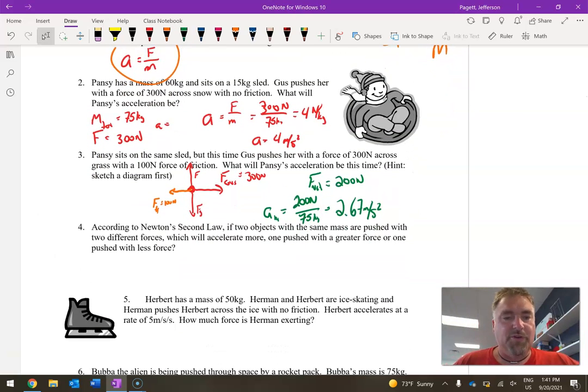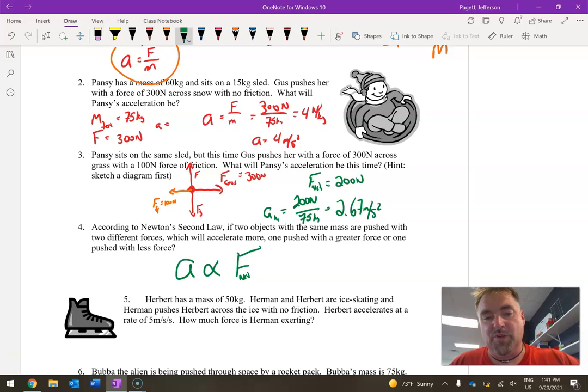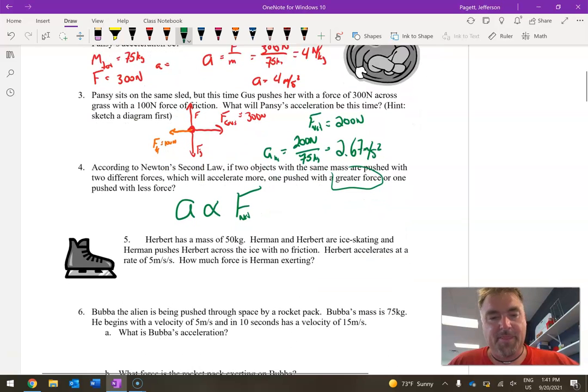Now, number 4. According to Newton's second law, if two objects with the same mass are pushed with two different forces, which will accelerate more, the one pushed with greater force or with less? And quick reminder, acceleration is directly proportional to the net force applied. And so a larger force will give you a larger acceleration. So the one with a greater force will have a greater acceleration.